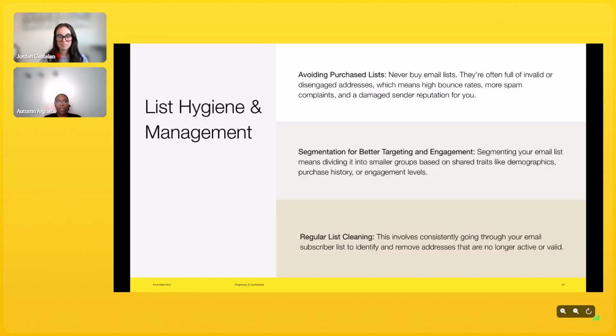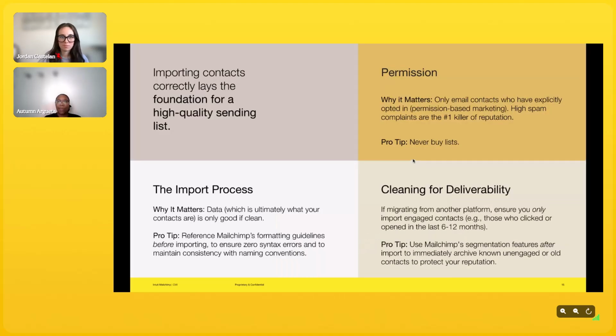The third thing we can focus on is regular list cleaning. We recommend about once or twice a year, depending on your industry and how often you're sending, going through your email subscriber list to identify and remove addresses that are no longer active. When you're sending to invalid addresses, it's going to hurt your sender reputation. ISPs, or internet service providers, will see this as you sending to people who don't want your emails or to inboxes that don't even exist. So we want to keep in mind the three things of segmenting, re-engaging, and cleaning up. And if we can jump to the next slide, please.